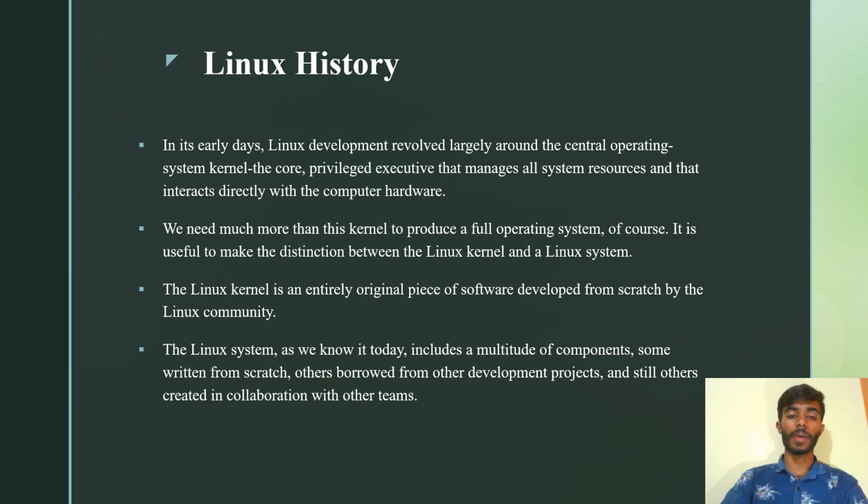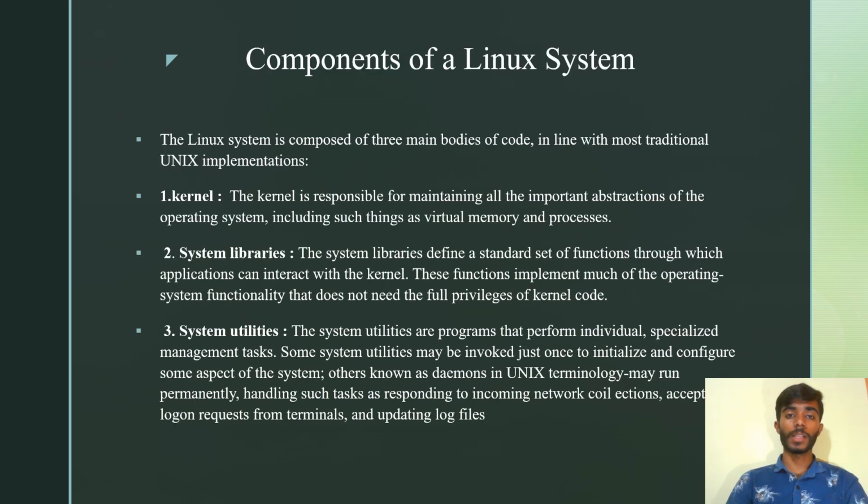The Linux system as we know it today includes a magnitude of components, some written from scratch, others borrowed from other development projects, and still others created in collaboration with other teams. The Linux system is composed of three main bodies of code, in line with most traditional Unix implementations. There are three components of the Linux system.